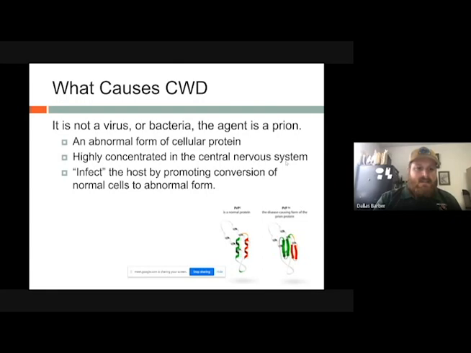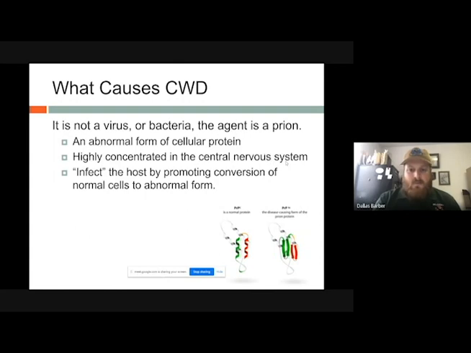So what causes CWD? This is not a virus or a bacteria. The agent is actually called a prion, and this is an abnormal form of a cellular protein. It's highly concentrated in the central nervous system, which is one of the main reasons why some of those exceptions for transporting carcasses into the state are the way they are: these prions are highly concentrated in that central nervous system. Just a brief explanation, every animal has prion proteins in their body.